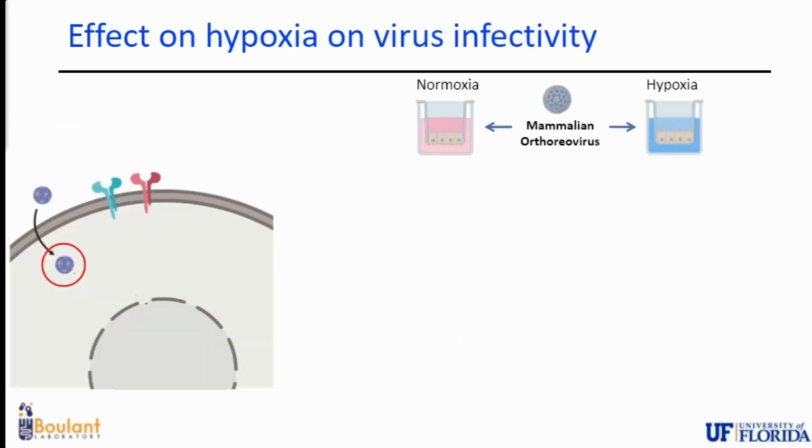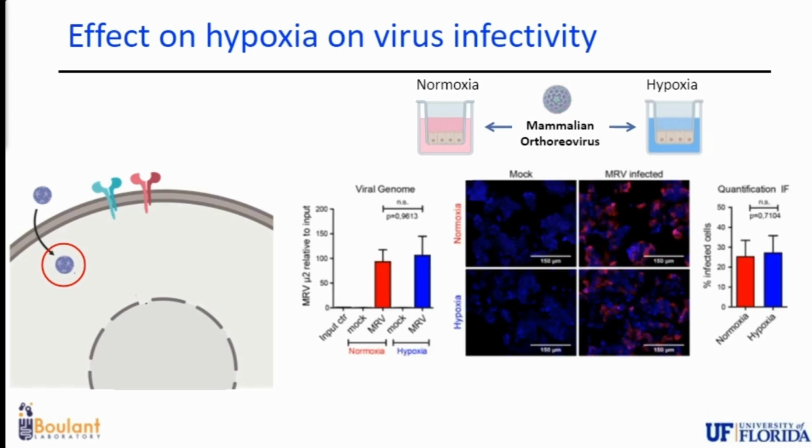So when we started this work, we actually used not rotavirus, but another virus called mammalian reovirus, which is very similar to rotavirus, same family of viruses, but a non-pathogenic version of it. We infected cells which were grown under normoxia or hypoxia. So throughout the talk, you will always see this graph in red and blue. Red means normoxia and blue means hypoxia.